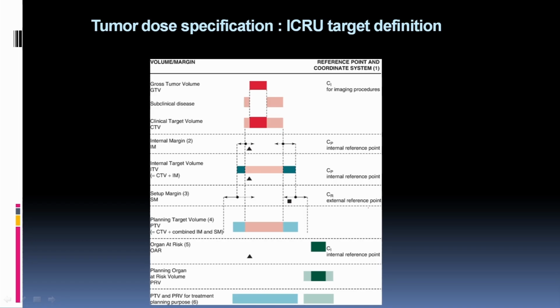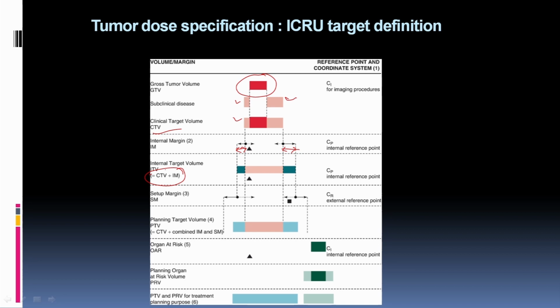You can see this one is the gross target volume, and these are subclinical disease, and GTV plus subclinical disease is combined as the clinical target volume, CTV, and there is an internal margin. This is the internal margin. It may be uniform, or it may not be uniform on all sides. So, this is the internal margin for the internal target movements. So, we have a target volume, the ITV. So, CTV plus internal margin is the internal target volume.